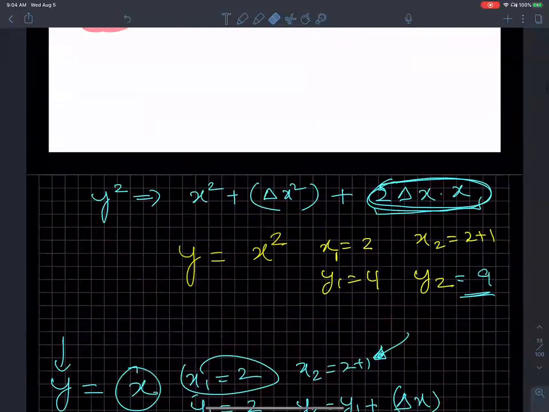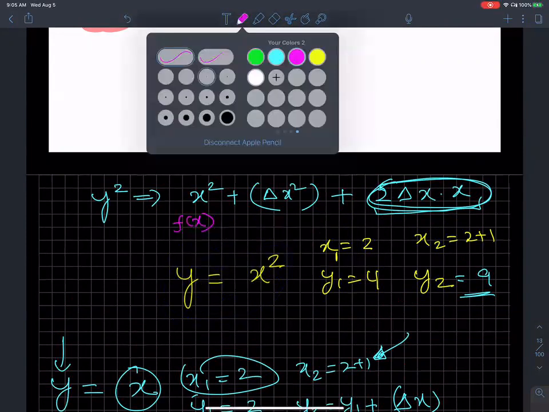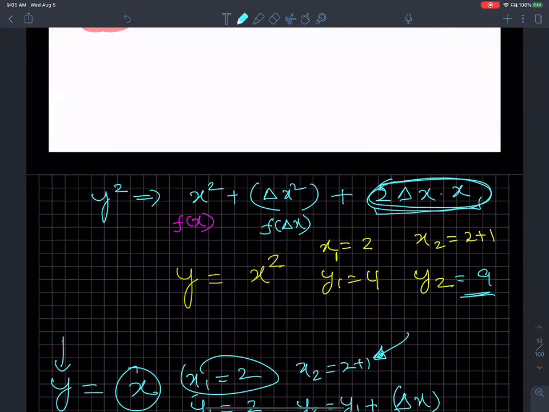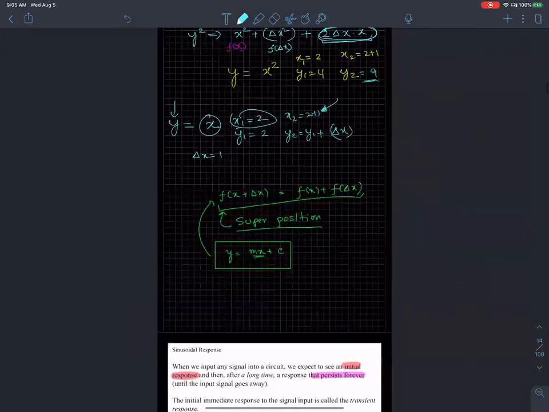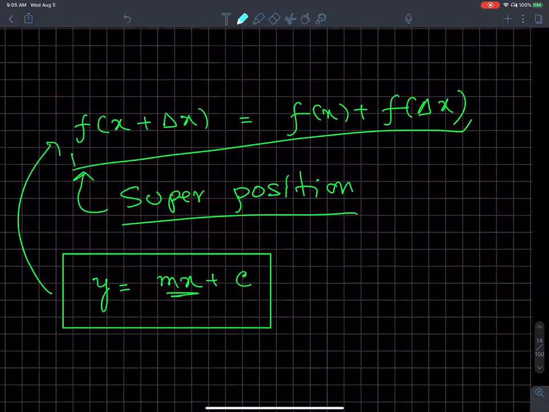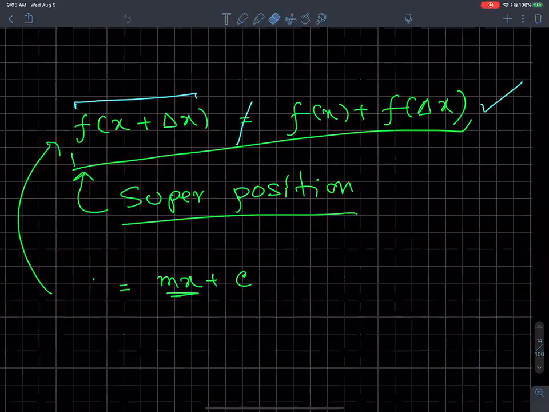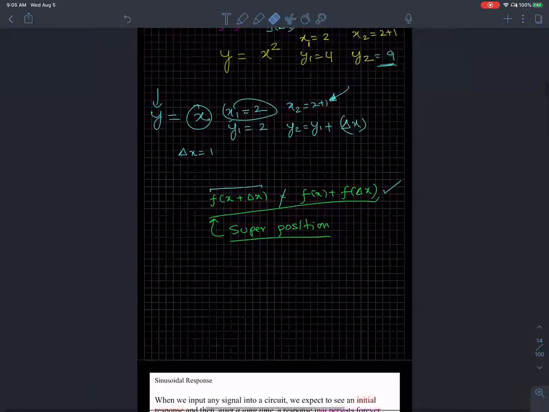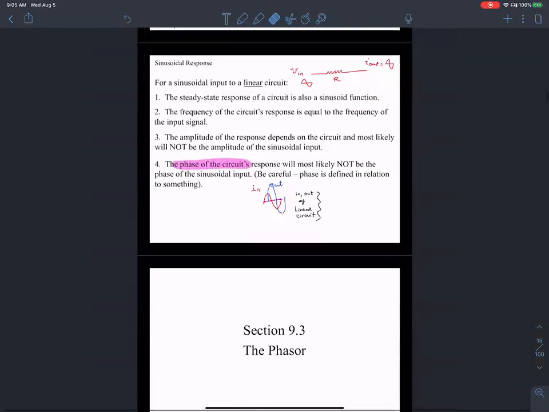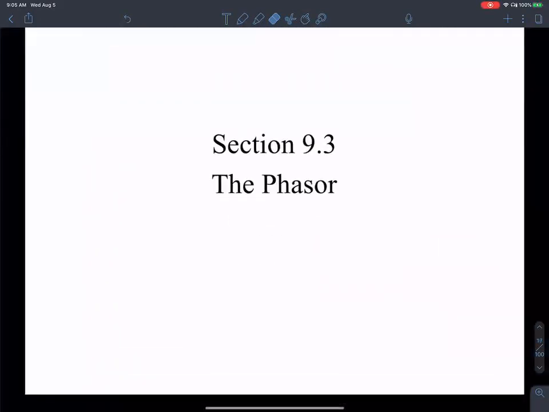So let me go back and annotate. So this is f of x is x squared. f of delta x is delta x squared. So the formal definition is this: if f of x plus delta x is f of x plus f of delta x, that would be a linear circuit. If this is not the case, then we have a non-linear circuit on our hands. That defines a linear circuit. Questions, please. Questions so far?